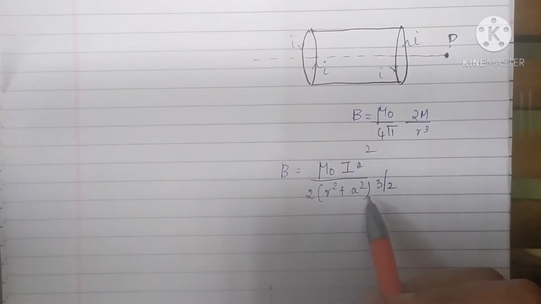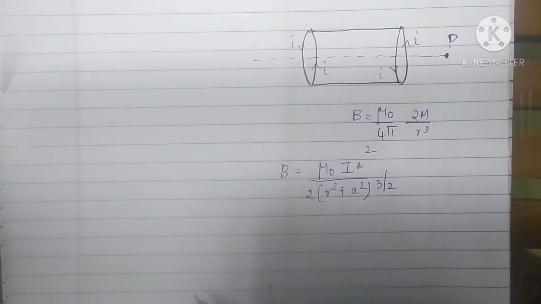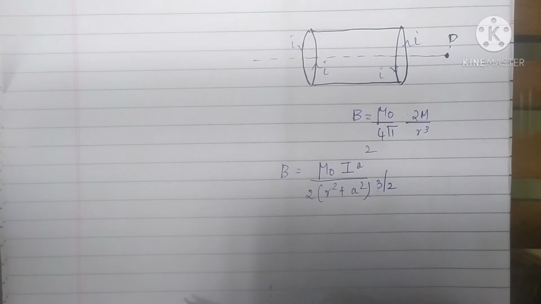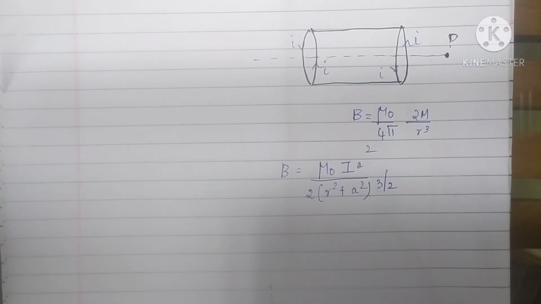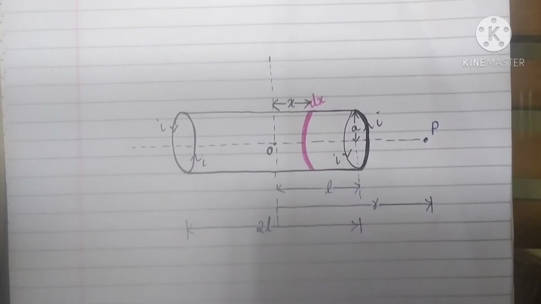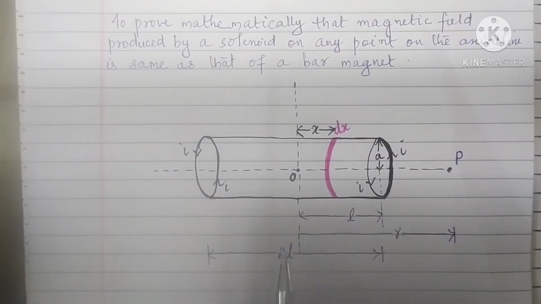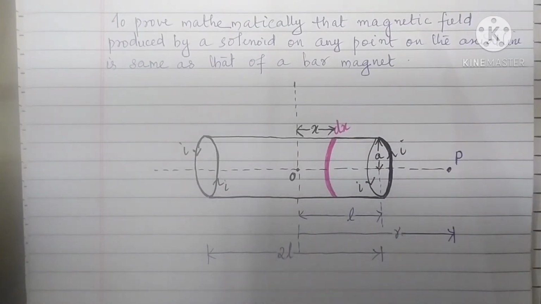This is the expression for a current carrying loop, magnetic field in a current carrying loop. There we have studied two cases, for center as well as for an axis. Okay, so this expression you should be aware of. Now we will move to the proof that the solenoid also behaves like a bar magnet. Okay, for that we are considering a solenoid like this. Clear? Here, for this, we have considered a solenoid.